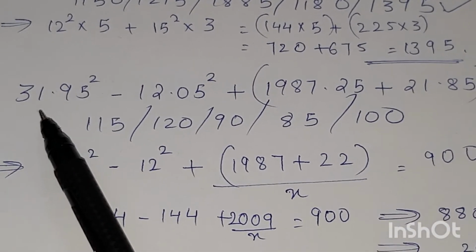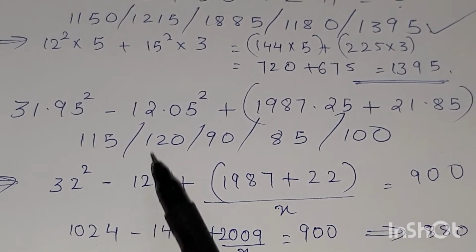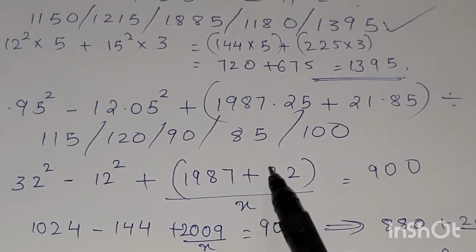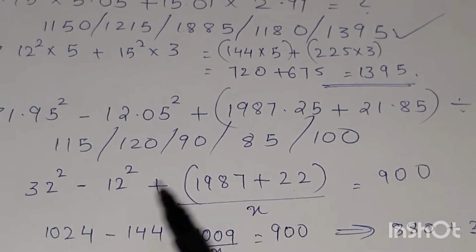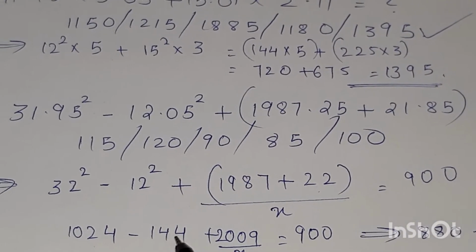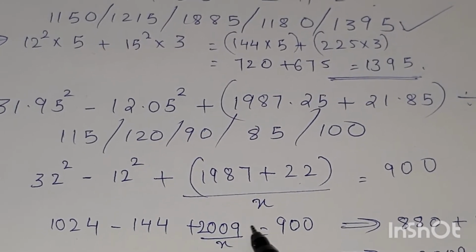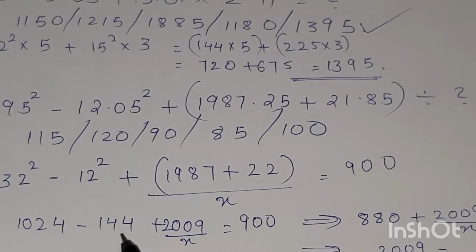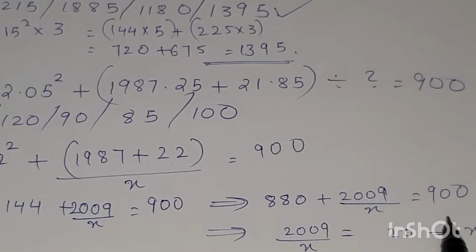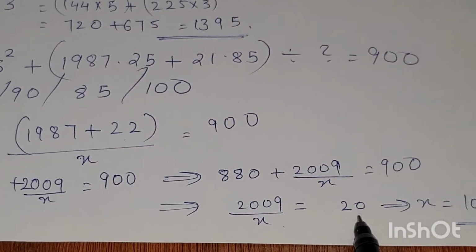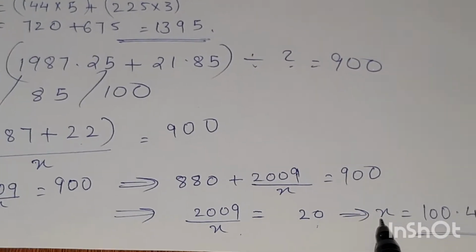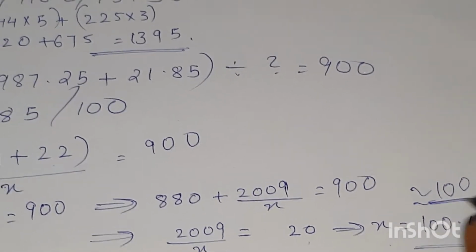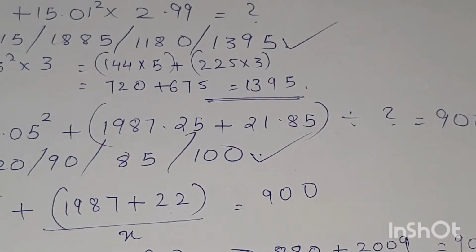Third workout question, 31.95 is approximated as 32, and 12.05 is approximated as 12, plus 1987.25 is approximated as 1987, plus 21.85 is rounded as 22, and 32 square it is 1024, 12 square it is 144. Then adding these two, the answer is 2009 by x is equal to 900, implies this 1024 minus 144 it is 880, plus 2009 by x is equal to 900, and 2009 by x is equal to 20, because 900 minus 880 it is 20, implies x is equal to 100.45, which is approximated as 100. So the answer is last option, 100.